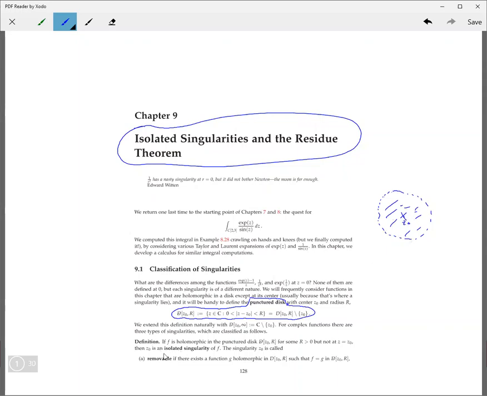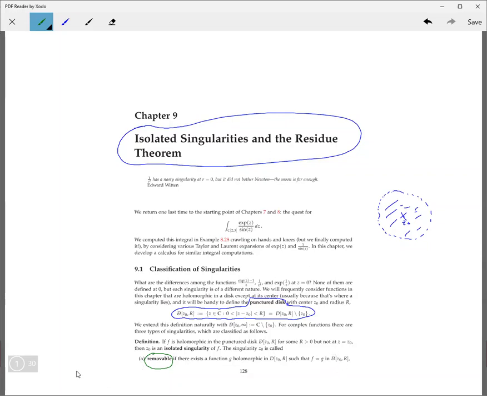Okay, and then the definition of an isolated singularity. If F is holomorphic in the punctured disk, for some R, but not holomorphic at Z naught, then Z naught is an isolated singularity. Now, there's 3 different kinds of isolated singularities. Okay, so the first one is removable. What happens there is if there's some function G that's holomorphic such that F is equal to G.